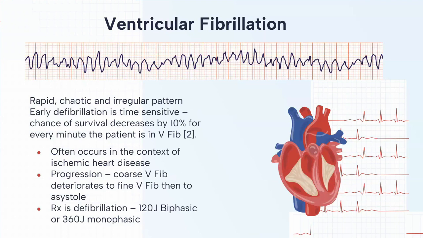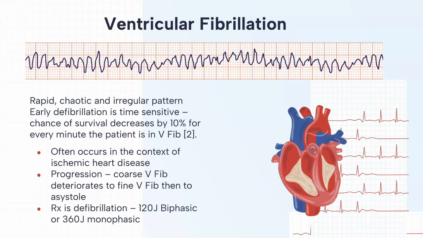So with VFib, you can see there's this rapid, chaotic, and irregular pattern. You need to defib these patients early. There are studies that show that every minute you delay in defibrillating a VFib decreases your chance of survival by 10%. So when they say start chest compressions and get that AED early, this is the reason why. It gives them the best chance of ROSC and survival to discharge.